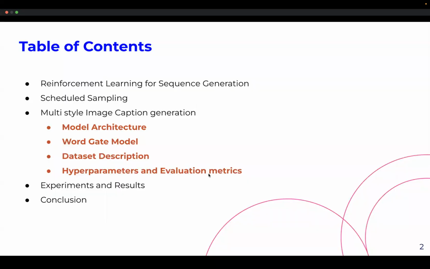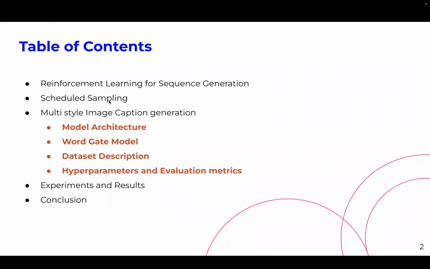Initially, I'll start off with some basic terminology and the introduction of reinforcement learning, and later discuss how reinforcement learning can be applied to sequence-to-sequence generation tasks. There are also some concepts known as scheduled sampling and word gate model. All those things I'll discuss later and show the results that I have obtained with the different approaches.